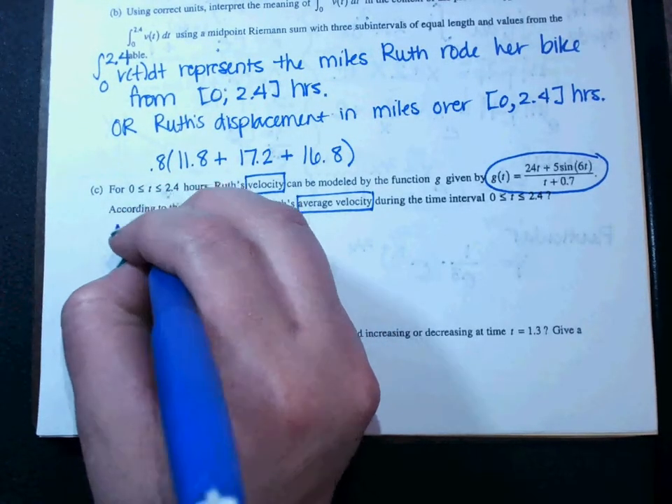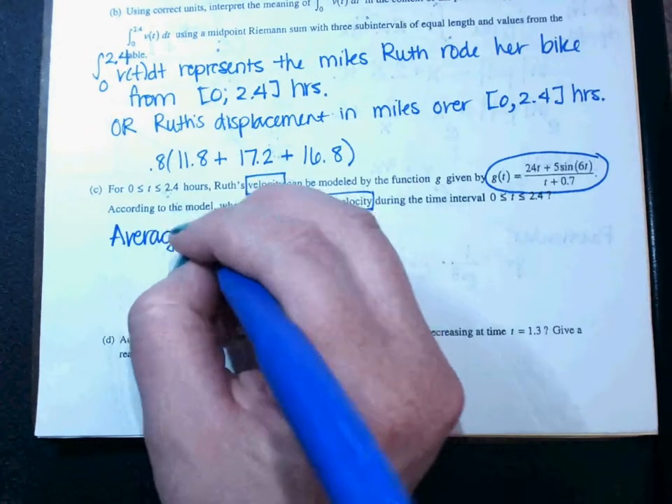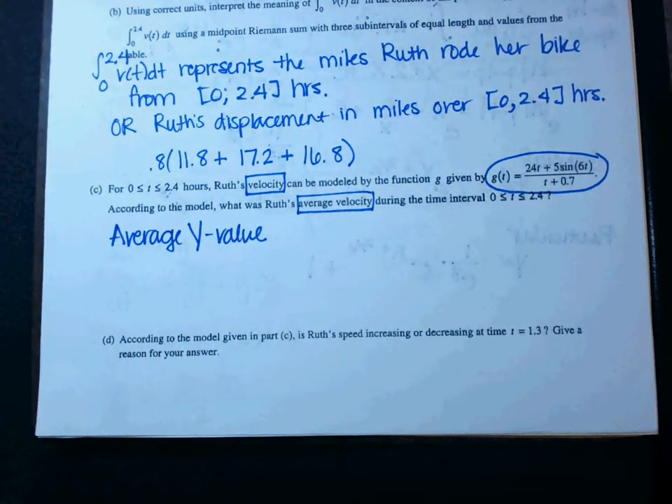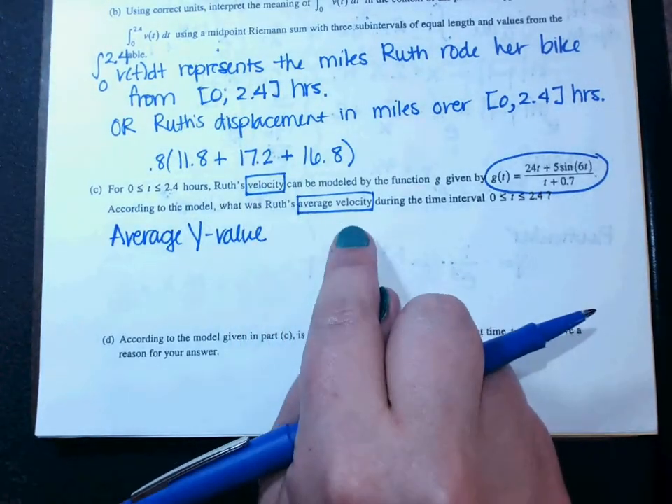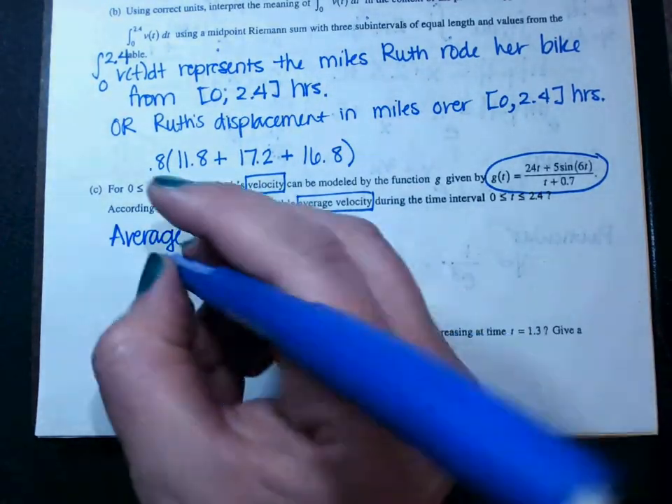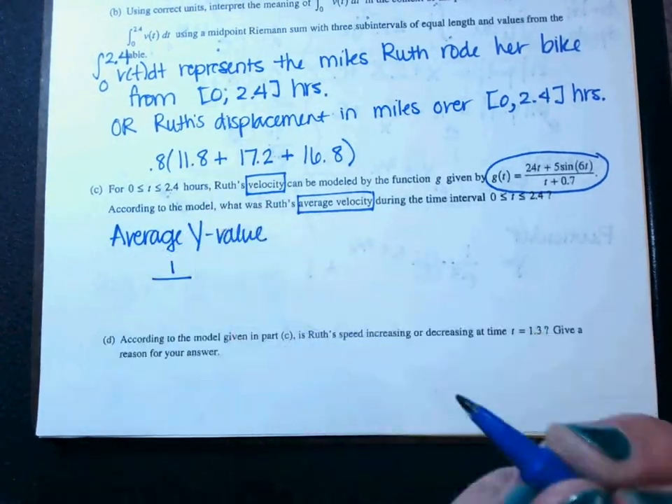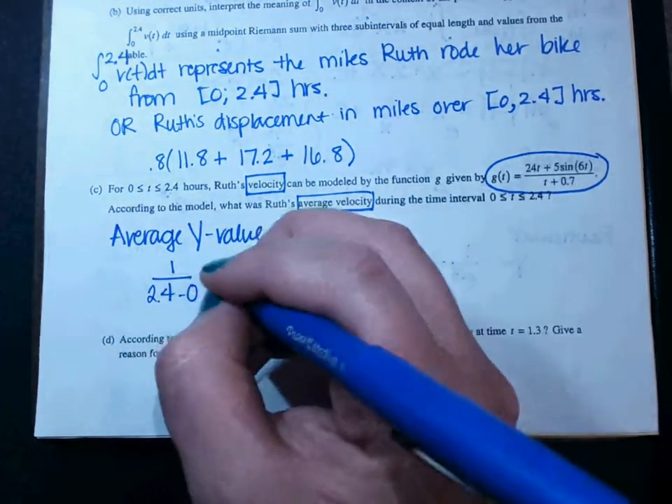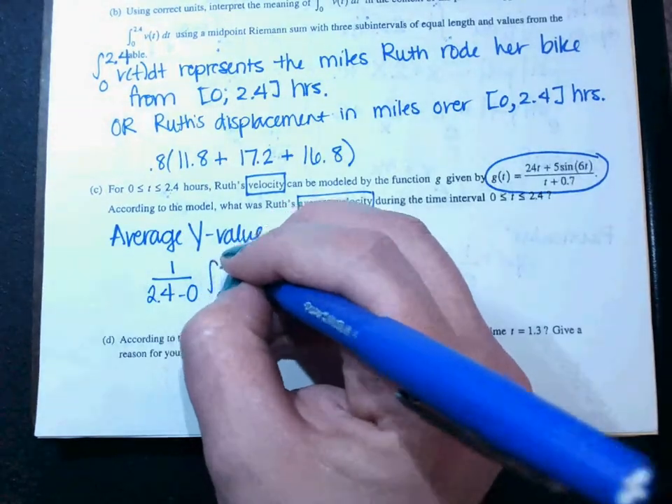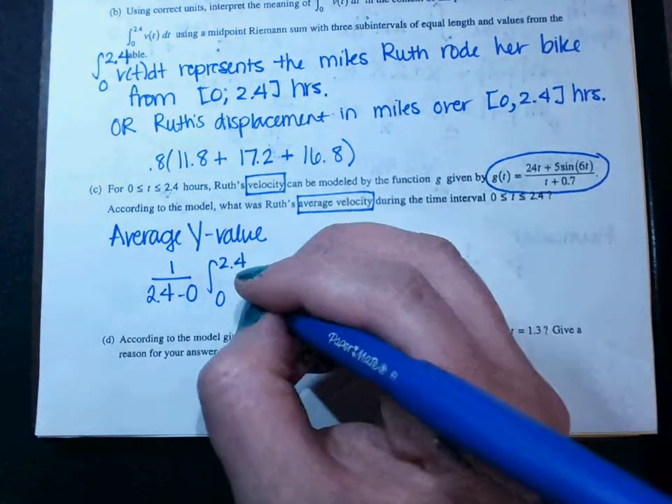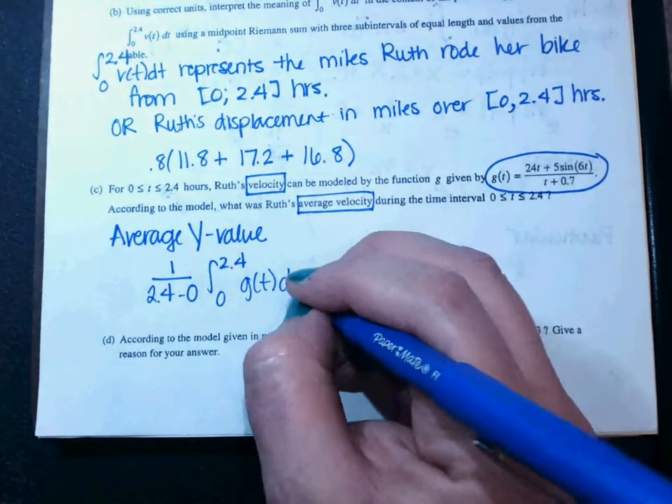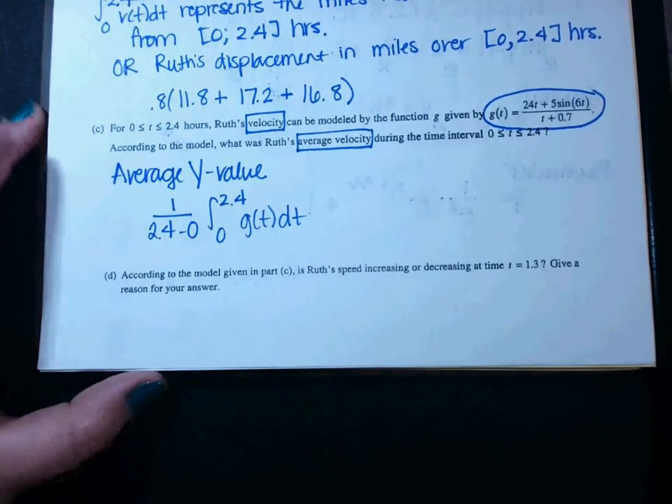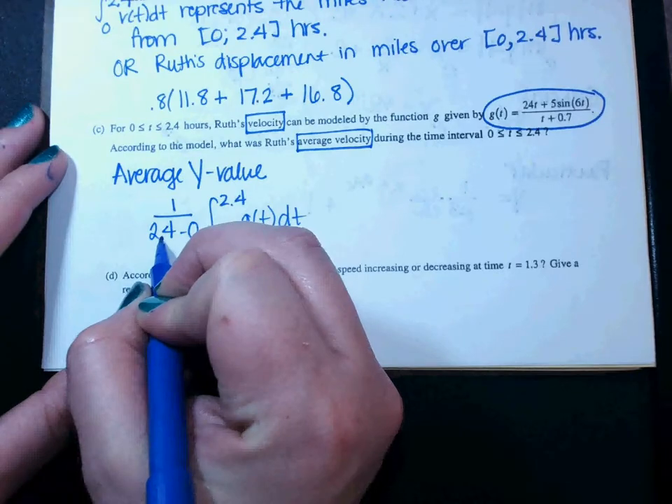Average y value. And remember, you know it's the average y value because this is velocity and you want average velocity. So it would be 1 over what? 2.4, integral from 0 to 2.4 of g(t) dt. Okay, good. 0 to 2.4, and then you'd put your g(t) in there. Now remember, you would not do that integral by hand. You would use your calculator and then divide it by 2.4.